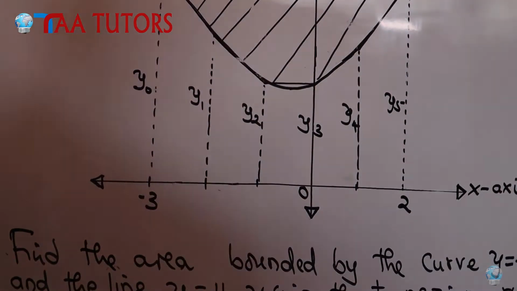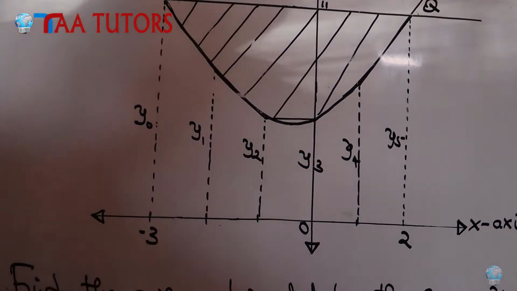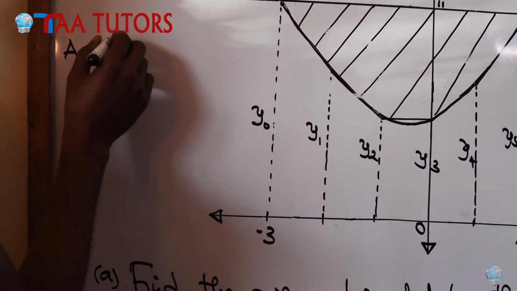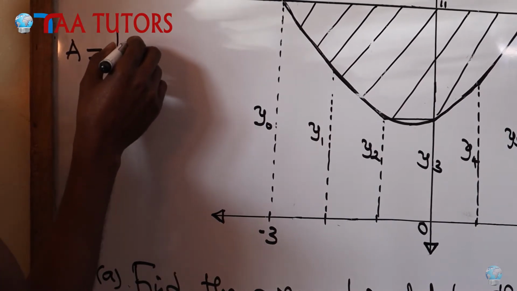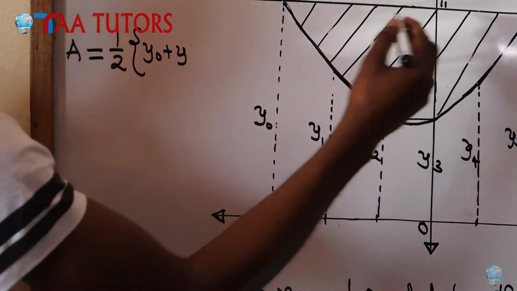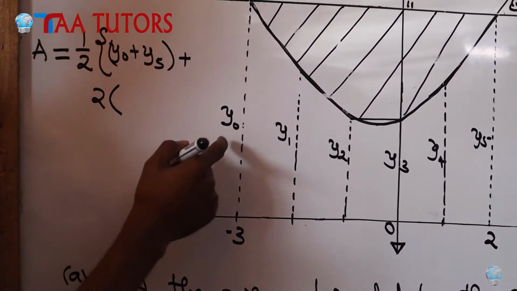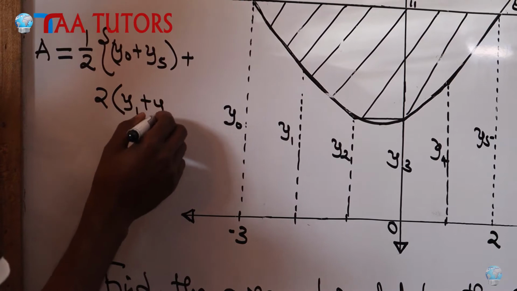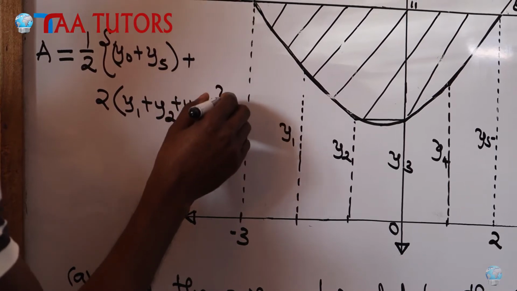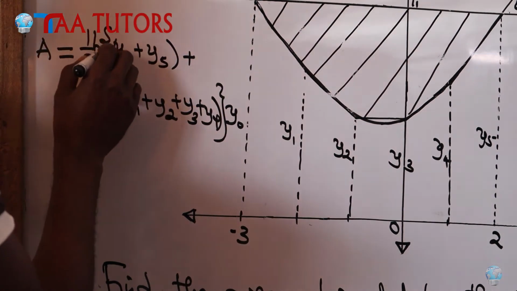Now for us to be able to get these values of y, we have to draw the table, because we know that the area using the trapezium rule will be half h into y0 plus y5, plus 2 into y1 plus y2 plus y3 plus y4. That is going to give us the area of the trapezia. There's a half h there.